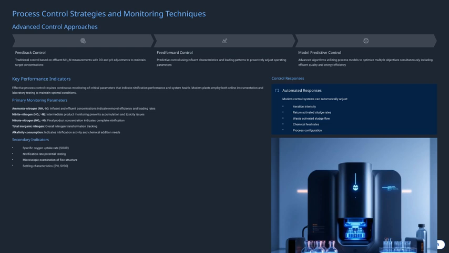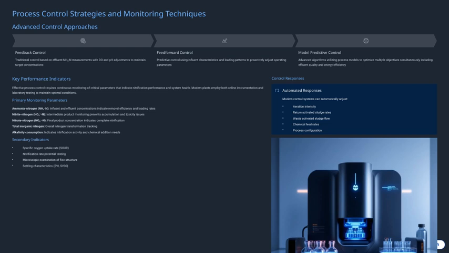Then there's feed-forward control, which is more proactive. It uses influent characteristics and loading patterns to anticipate changes and adjust operating parameters before issues arise. For even more sophistication, model predictive control employs advanced algorithms and process models to optimize multiple objectives simultaneously, such as effluent quality and energy efficiency.